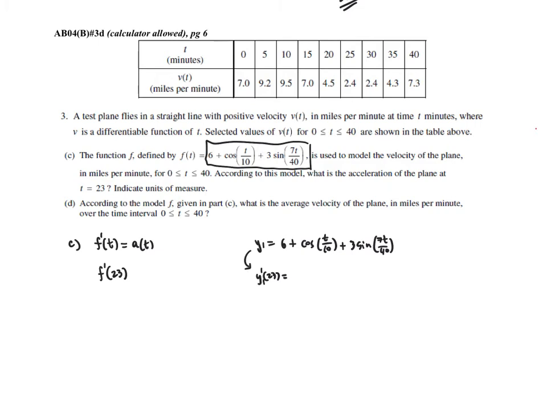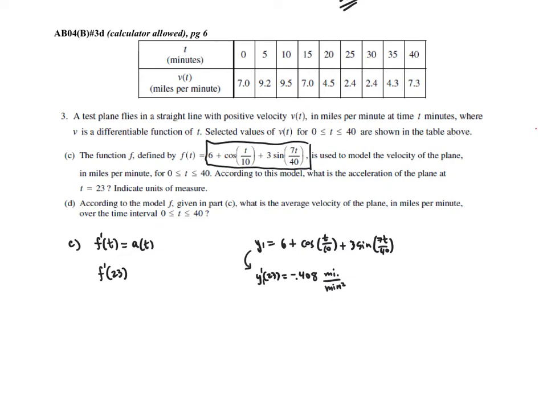You use math8. And when I do that, the acceleration of the test plane at time t equals 23 minutes ends up being negative 0.408. Now units, let's talk about this. This is going to be miles per minute per minute. Okay.